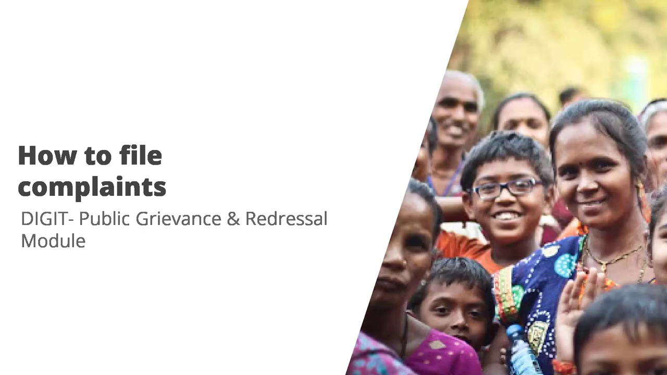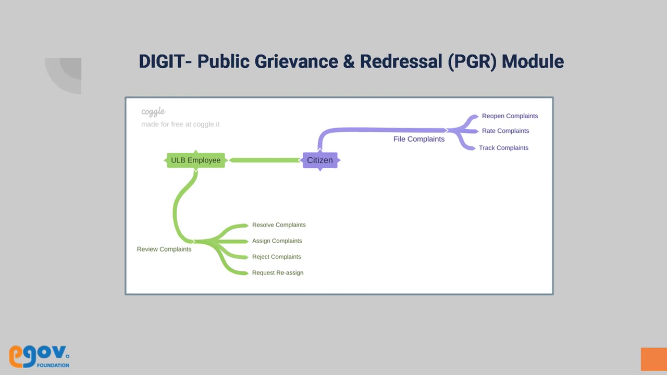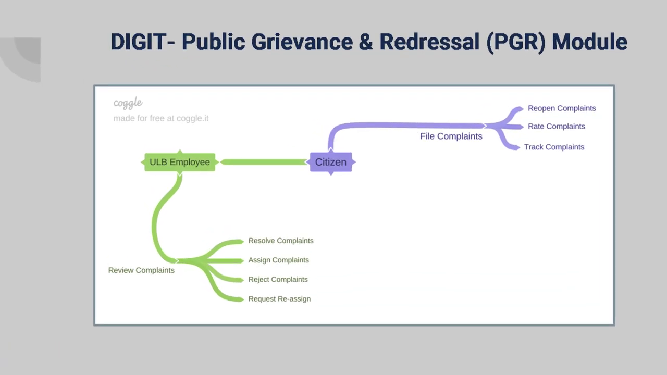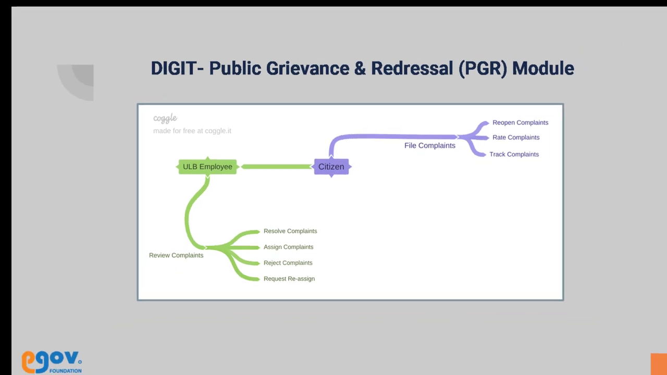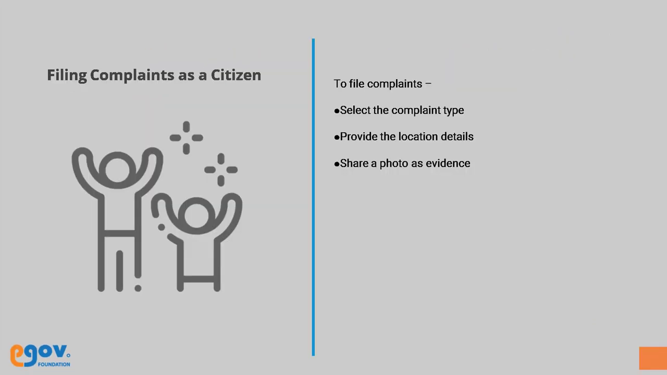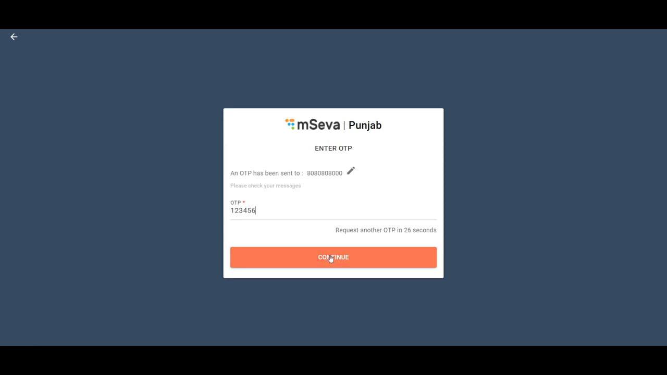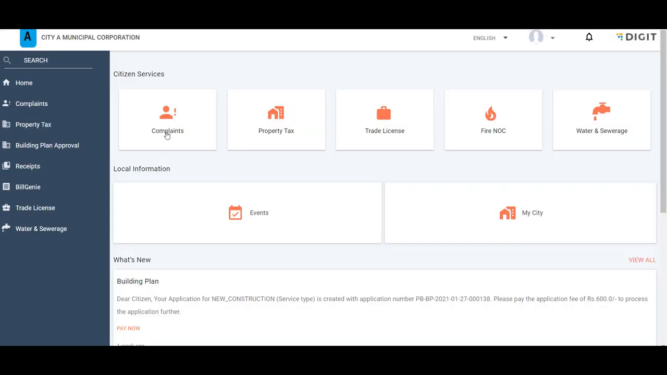File complaints, citizen. Citizens can register their complaints or grievances through the PGR module to initiate necessary action. This video walks you through the process of filing a complaint online. To file complaints, log in to the citizen portal on the website or mobile app.